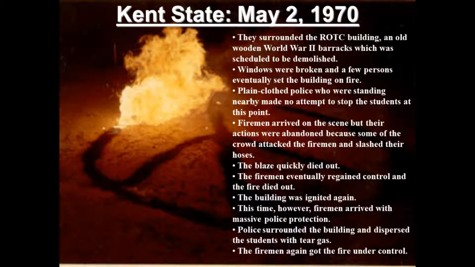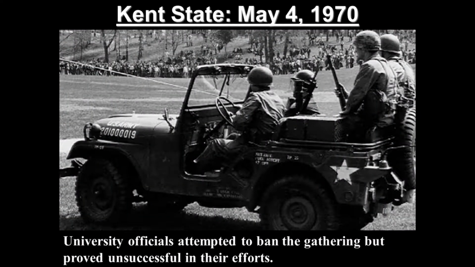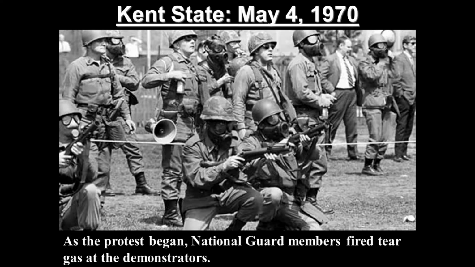Sunday is largely quiet. However, there is an anti-war protest that is scheduled for noon on Monday, May 4th. The governor of Ohio hears about it and sends in the National Guard, requested probably by the mayor of the town. On May 4th, as classes are returning, you have this demonstration that is beginning to happen. And you have students who are involved in it and students who aren't. Some students are there who are just walking back and forth to campus and who are caught up in this mayhem.